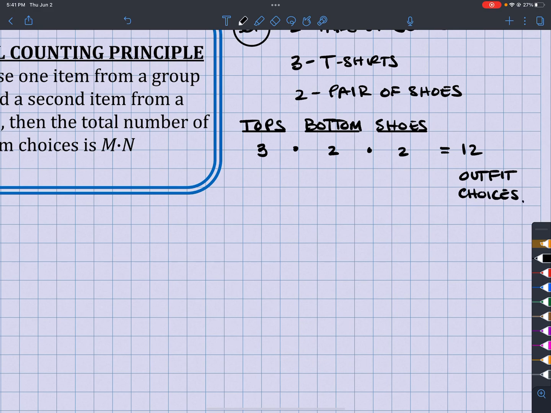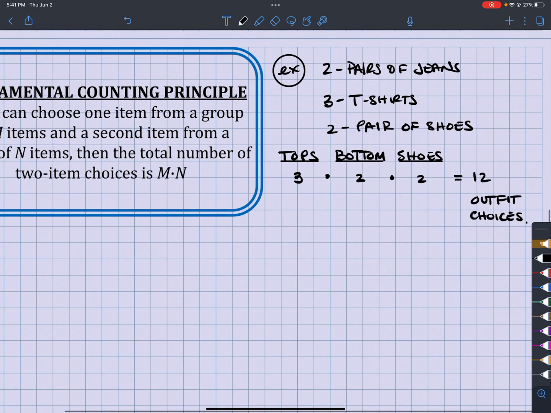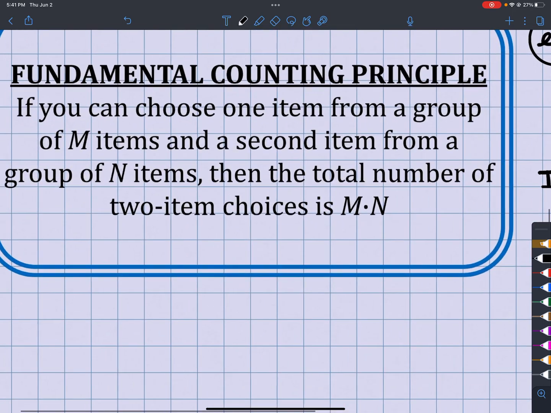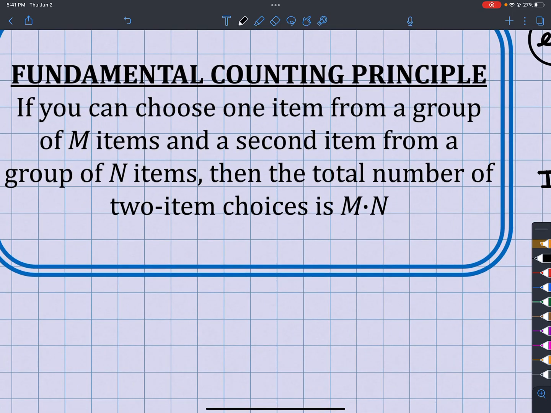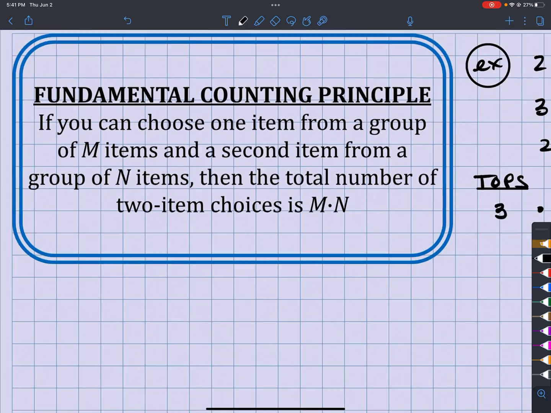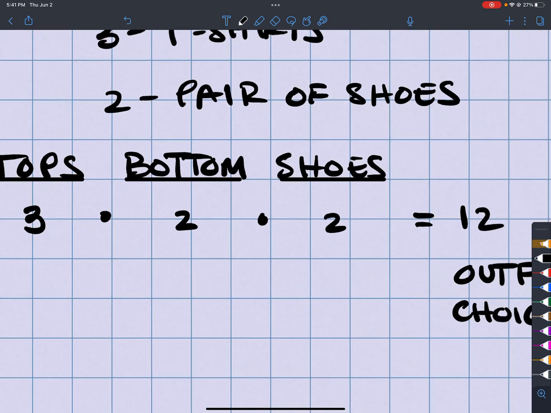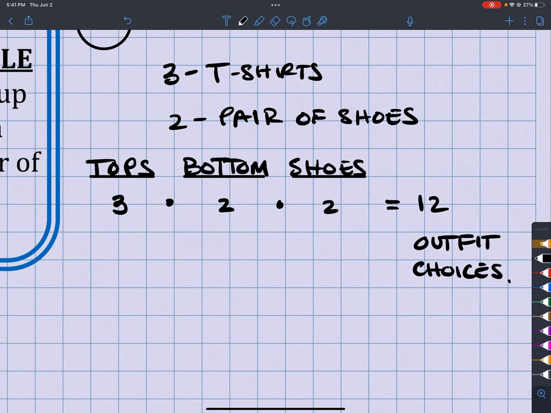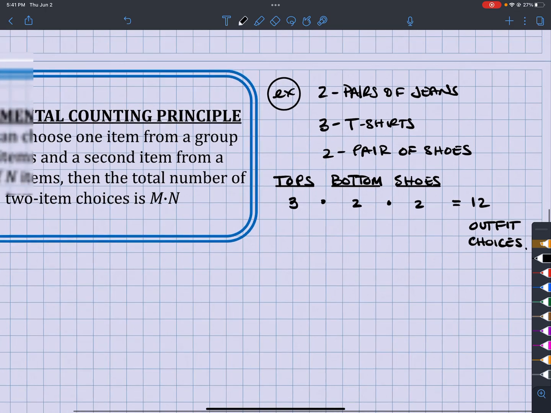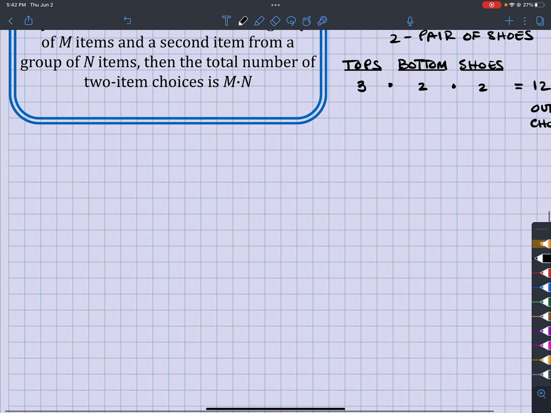So that's what it means by if I can choose one item from group M, then a second item from group N, and a third item from group O, then I would multiply those 3 numbers together, okay? All right, let's do another example.